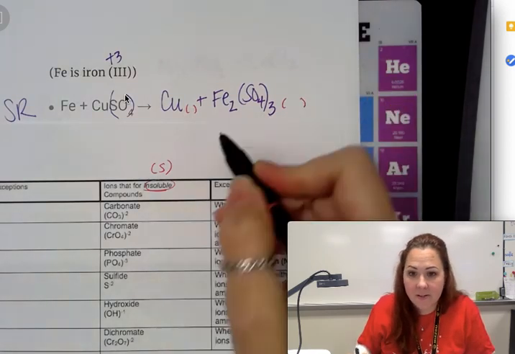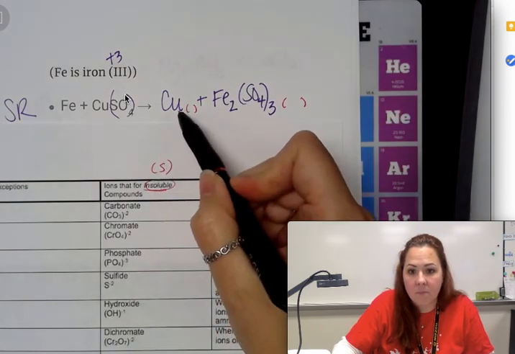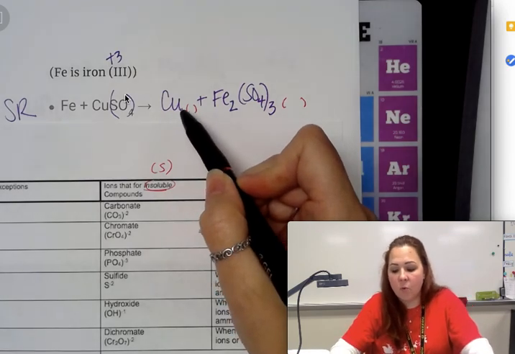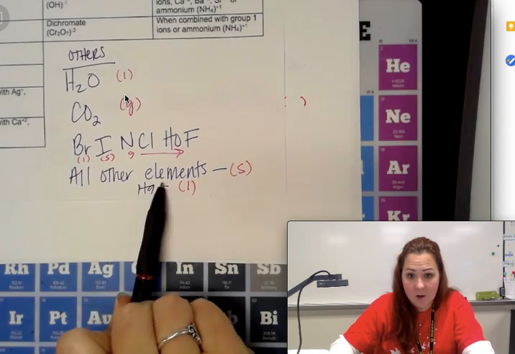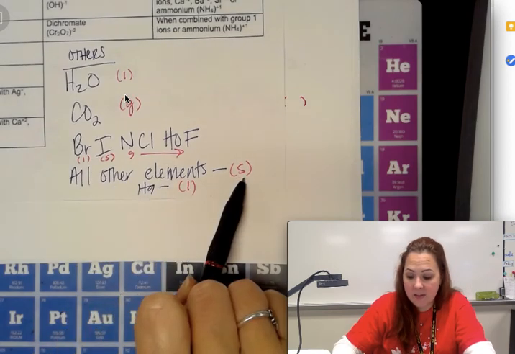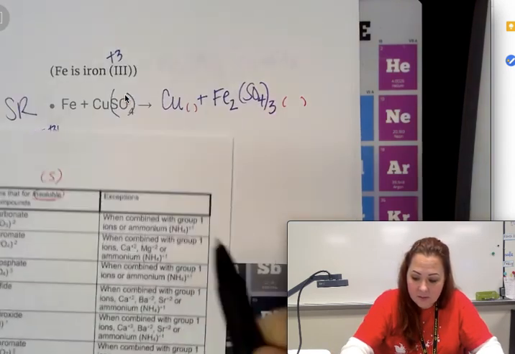The next example, I have copper that I need to predict the state of matter for, and then this iron 3 sulfate. So with this one, copper is a single element. With copper being a single element, we're off the chart, we're down here. It says all other elements are always a solid unless I have mercury, which is a liquid. So my copper in this case is going to be a solid.